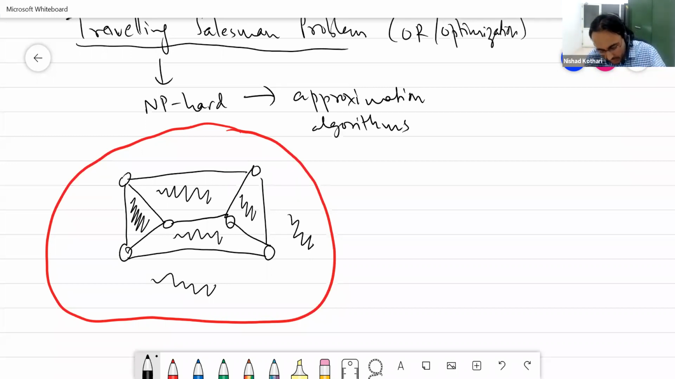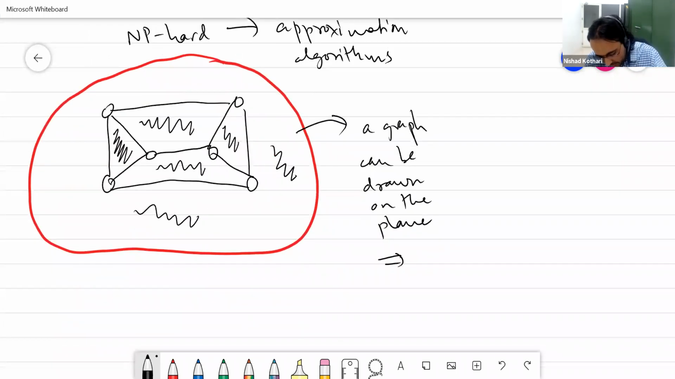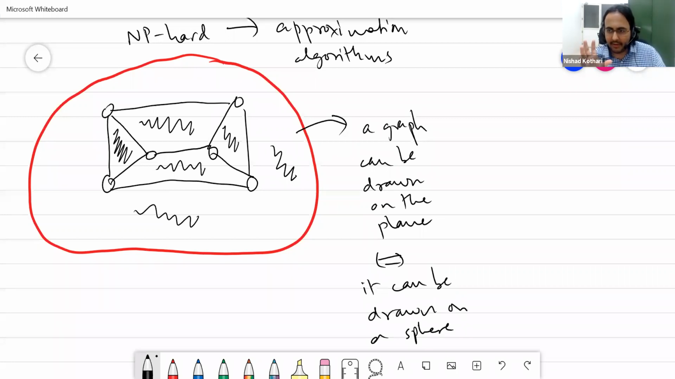Whatever can be drawn on a plane, a graph can be drawn on the plane without crossings, if and only if it can be drawn on the surface of a sphere without crossings. So when you think of a sphere, now there is no outside, right? There is no real distinction between an outside face and an inside face. Does that make sense? Yeah, okay, I got it.